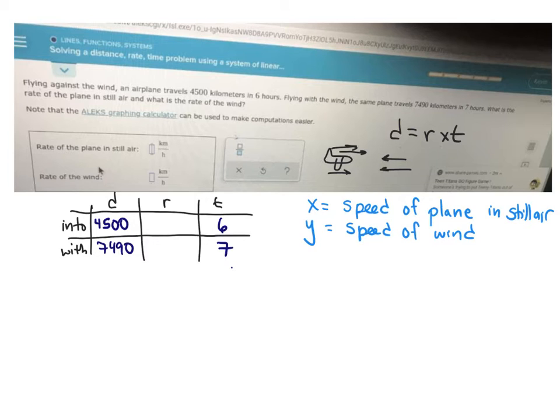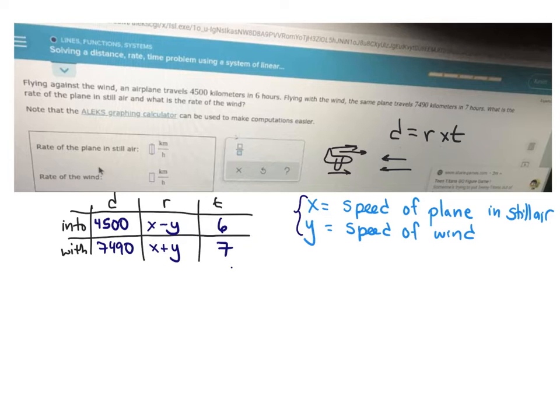Now the trick here is we don't know the rates, but we're going to figure out the rates based on these two variables. Going into the wind slows your speed down. So you have your normal speed, which is x, and then the wind is slowing you down a certain amount. So the rate against the wind, into the wind, is x minus y. It's your normal speed minus whatever the wind is. And same thing if you're going with the wind, it speeds you up, so our rate is going to be x plus y. This table is really valuable when you're doing these distance, rate, time problems, just to find out what your distance, what your rate, and what your time is.